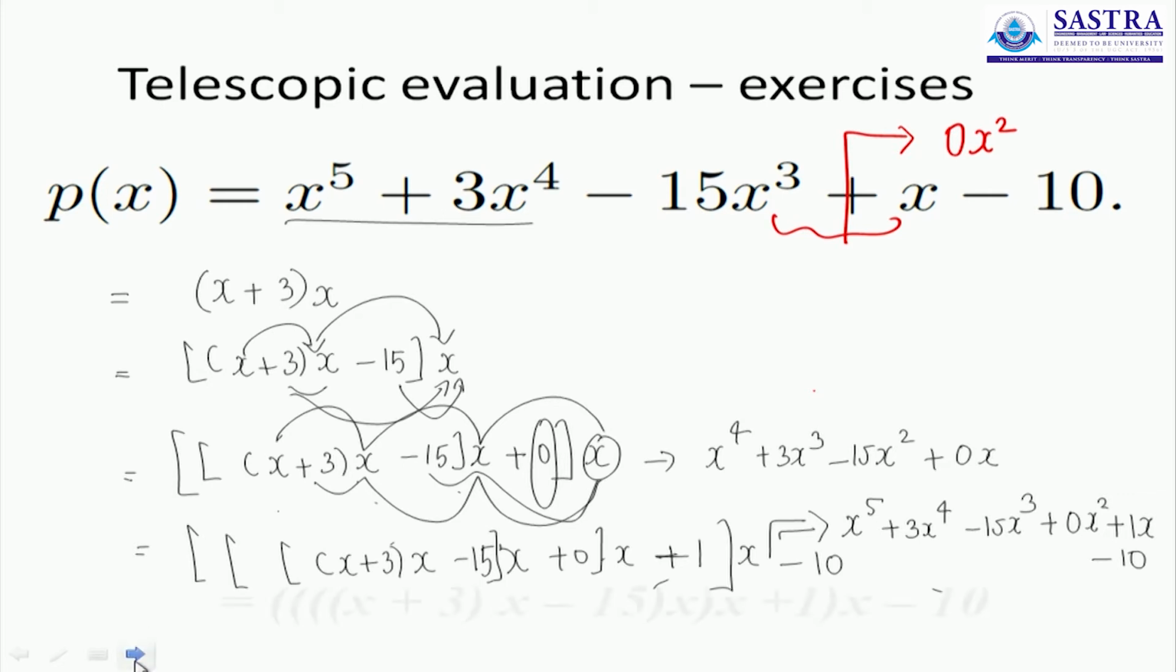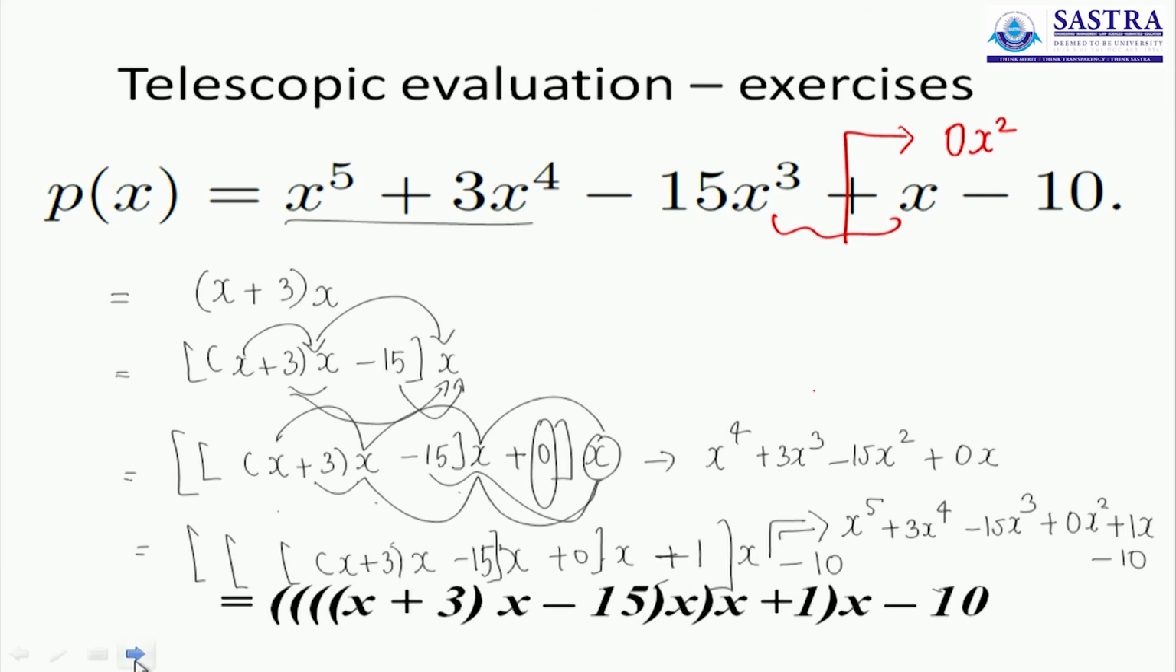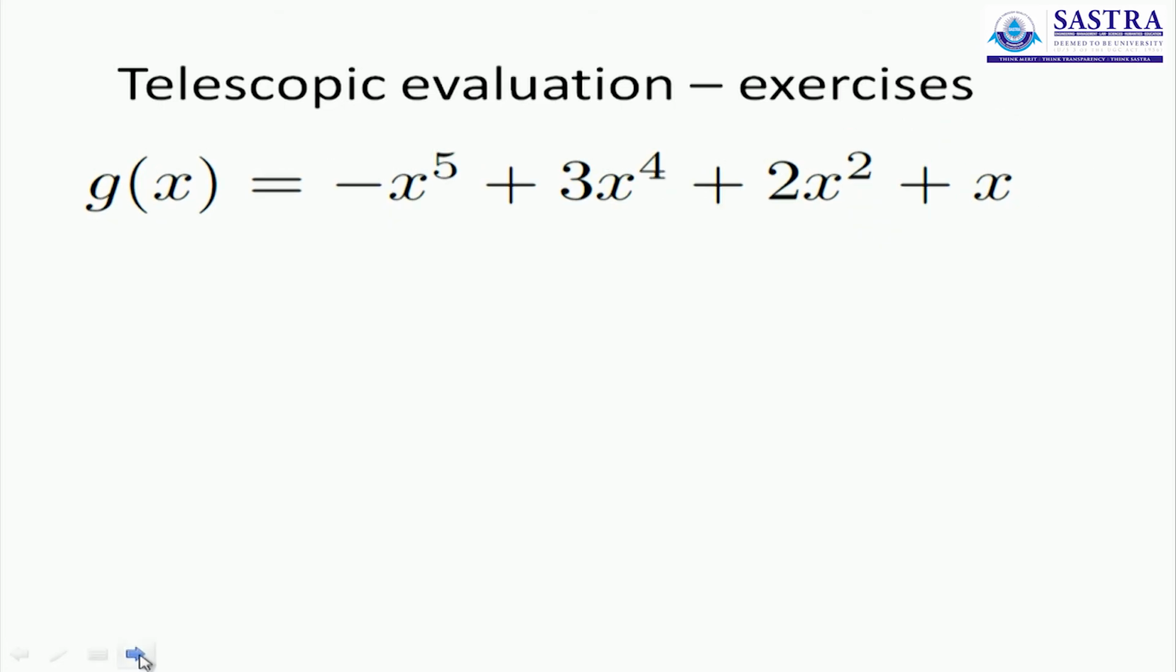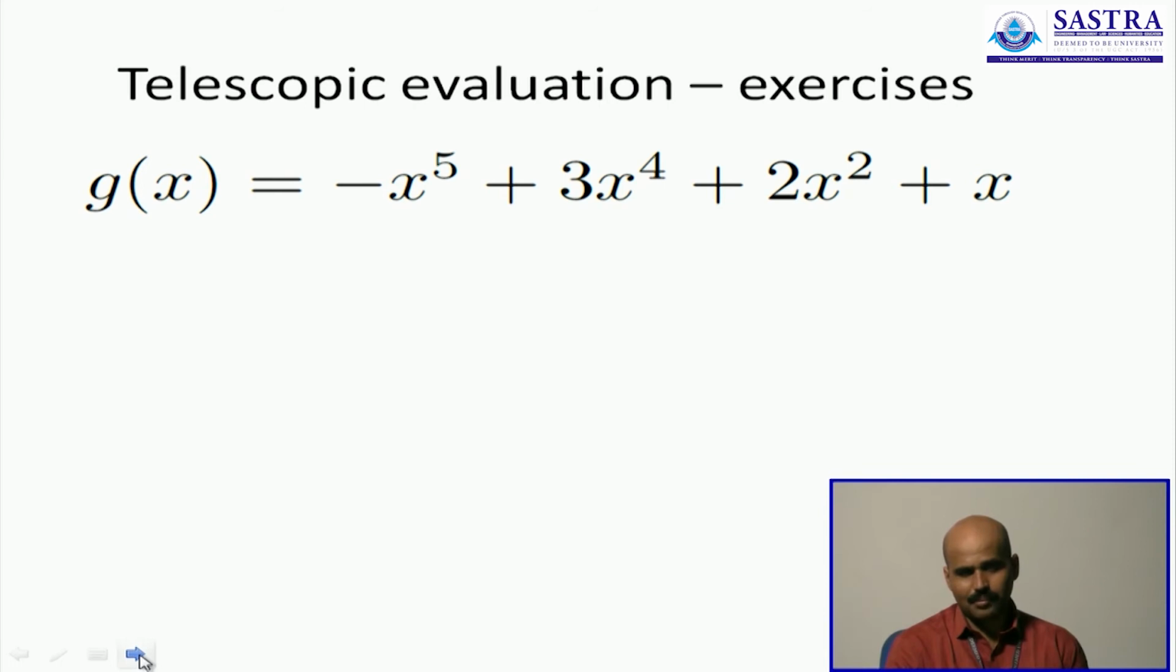So the answer we are looking for is this: x plus 3 times x minus 15 times x, and x again plus 1 and an x outside, you are subtracting the 10. So we have reduced this polynomial also, and you have made it easy to evaluate this polynomial. We have ended up with the telescopic simplified form of the given polynomial. Let's try one last example before we go into sequences.